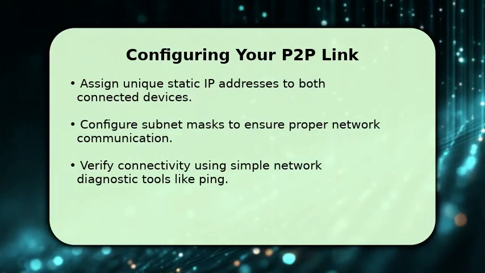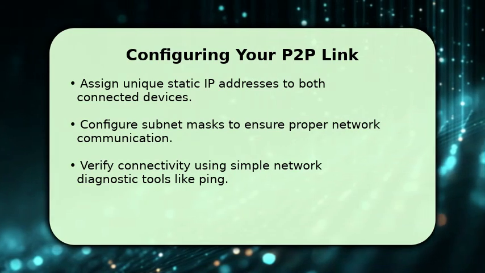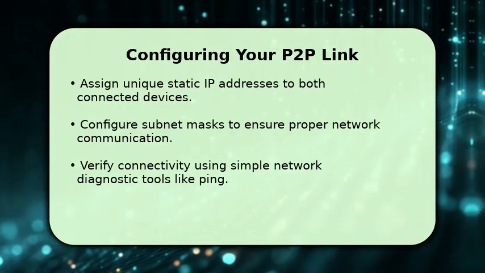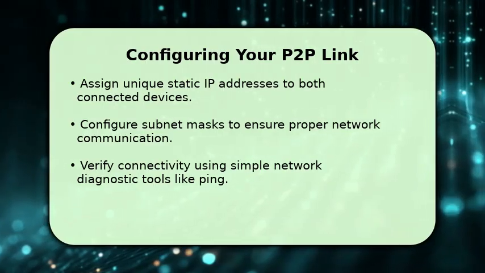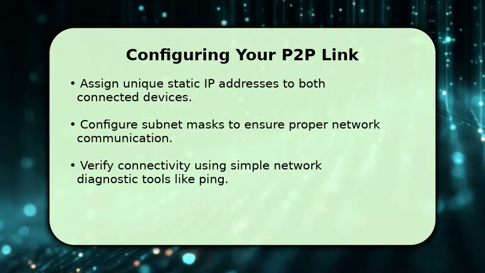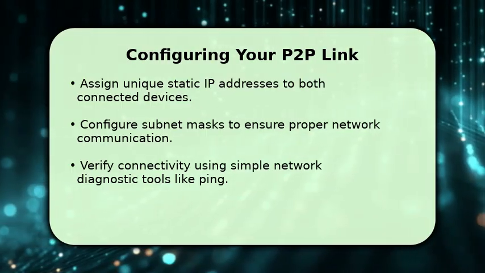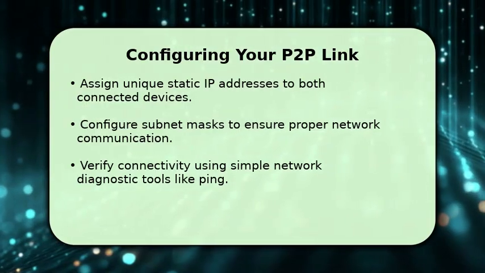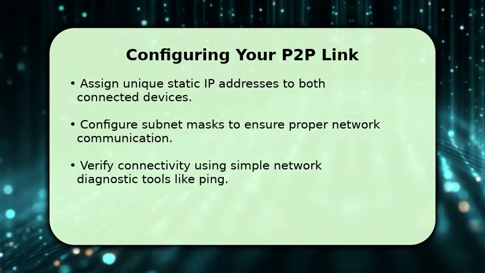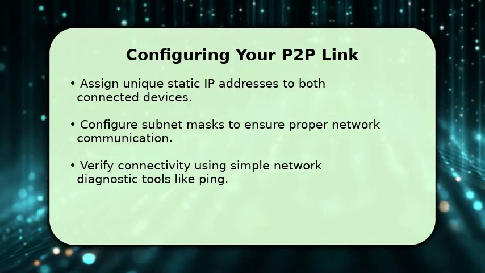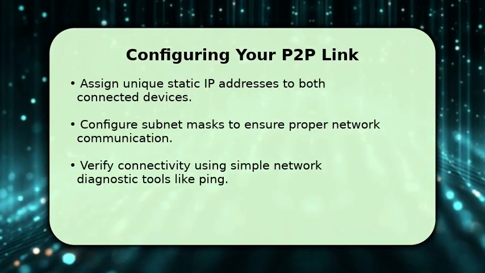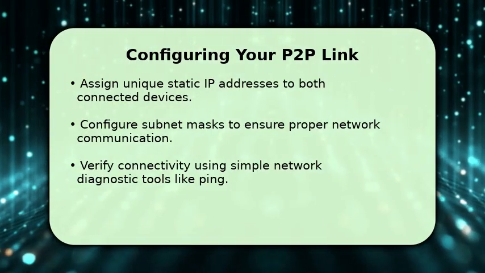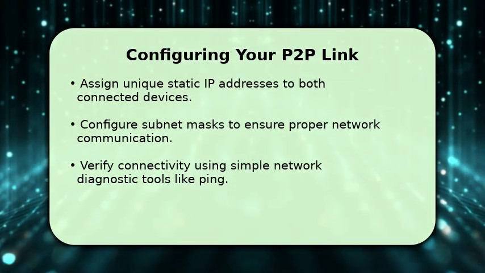Once your hardware is connected, the next step is configuration. You'll need to assign a unique static IP address to each of your two devices. For example, one device could be 192.168.1.1 and the other 192.168.1.2. Both should use the same subnet mask, commonly 255.255.255.0. This ensures they can communicate directly.